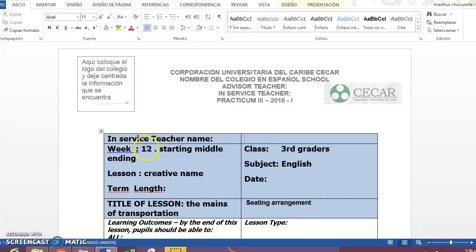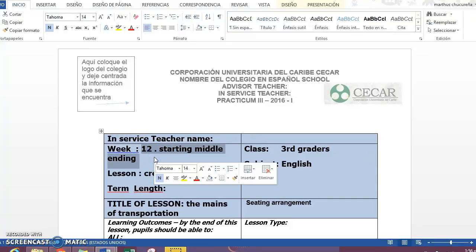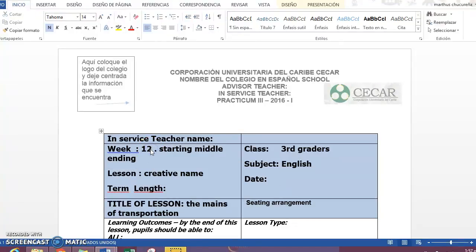Here, let's say, week. In schools they used to have 10 weeks of work. Each term, or periodo in Spanish, has 10 weeks. So the idea is that you choose which week is going to be your class, and if it's the starting process, the middle of the process, or the end of the process in the school or institution you are going to work in. Class is going to be the name of the graders: first graders, second graders, third graders, high school graders, Centro de Idiomas graders, or whatever.